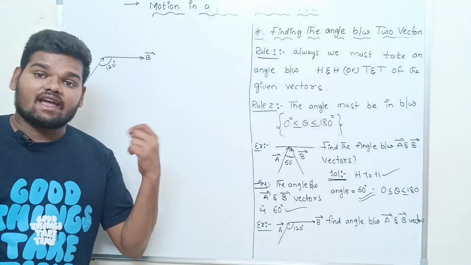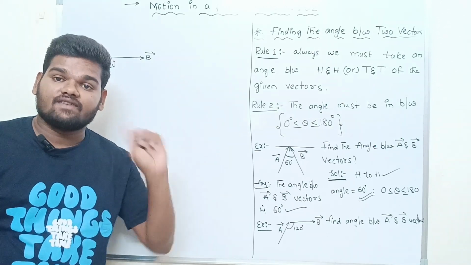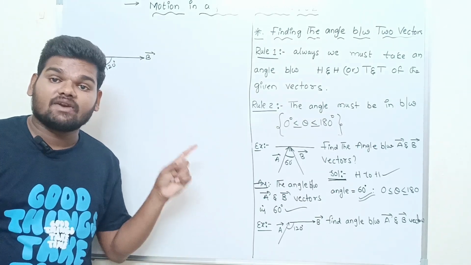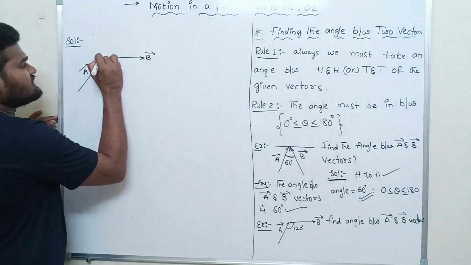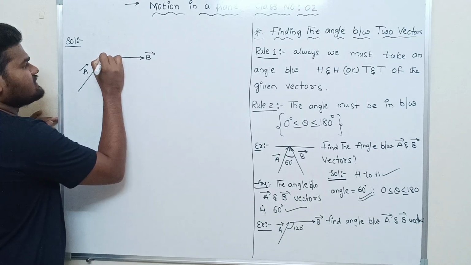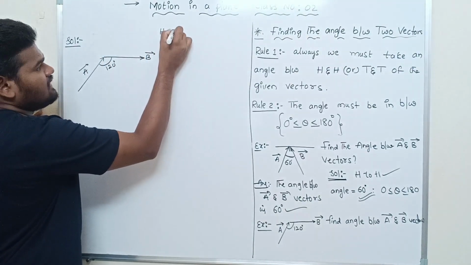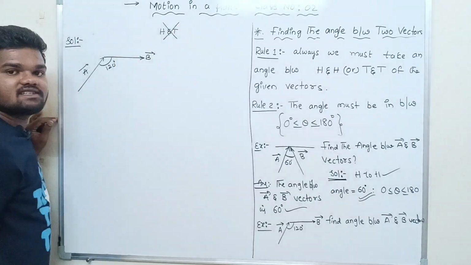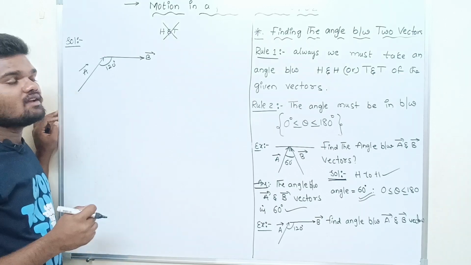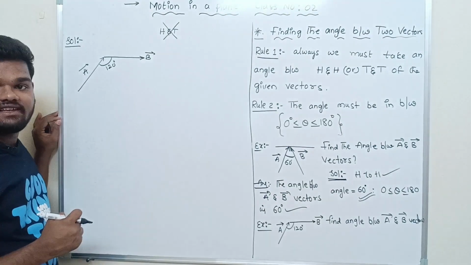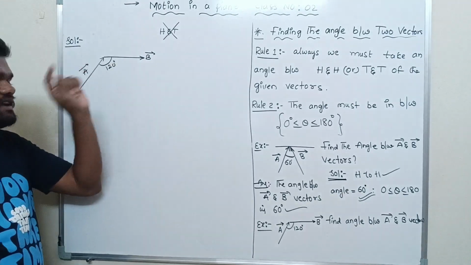Right, whenever finding the angle between two vectors, we have to follow the two rules. First rule, we have to take an angle between head and head or tail and tail. Have a look. This is the head of the a bar vector and this is the tail of the b bar vector. So head and tail, so the angle does not exist. Then how to find the angle between them? Think.